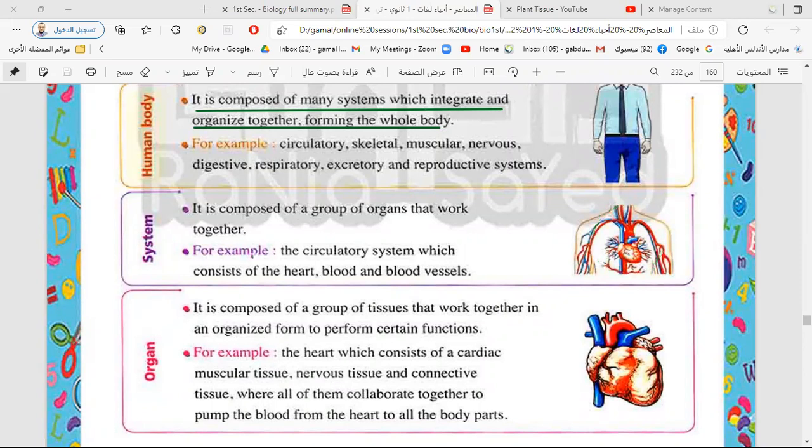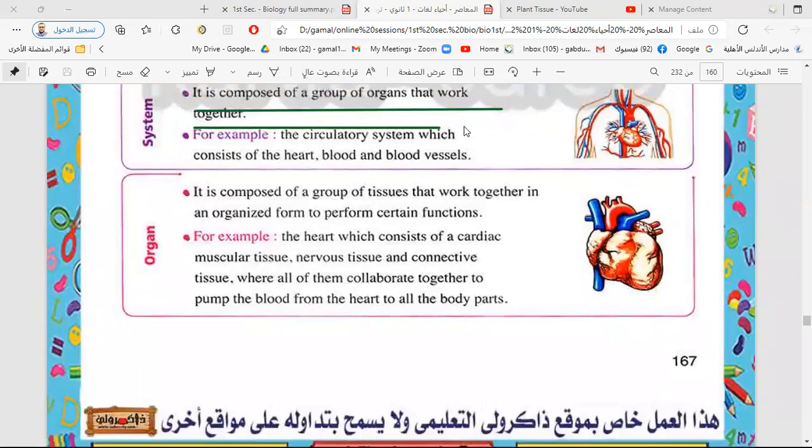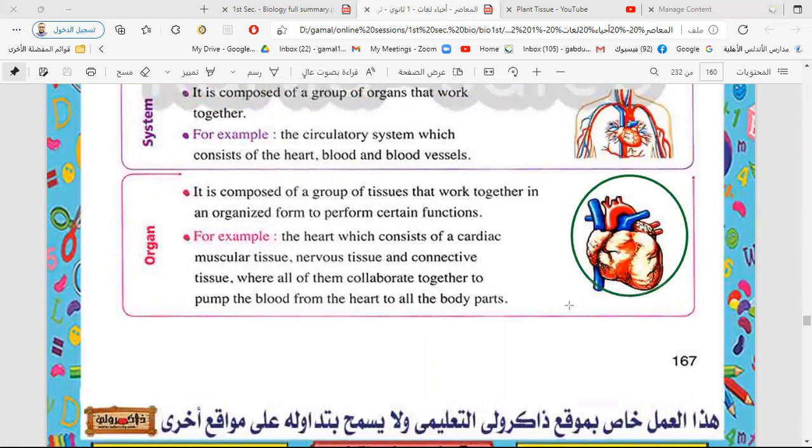And a system like this is made up of organs. As you see here, the system is made up of organs. Like this system, we have the heart. We take the heart as an example of the organs. The heart is an example of an organ. It is made of muscles. The muscles are a tissue. So the organ is made of tissues.